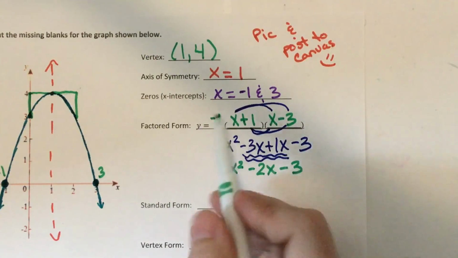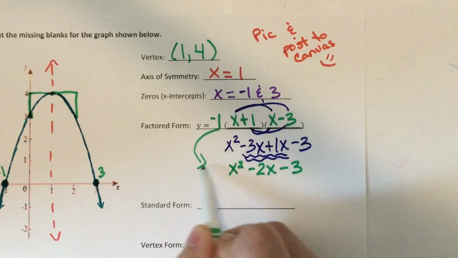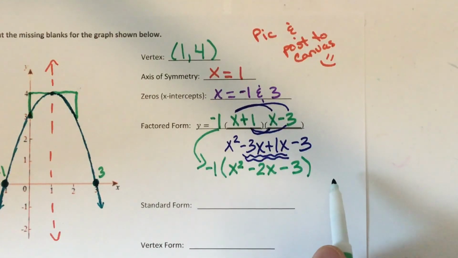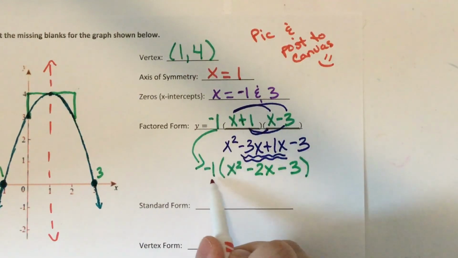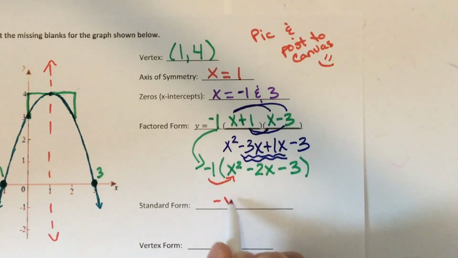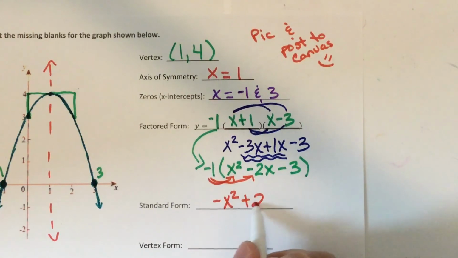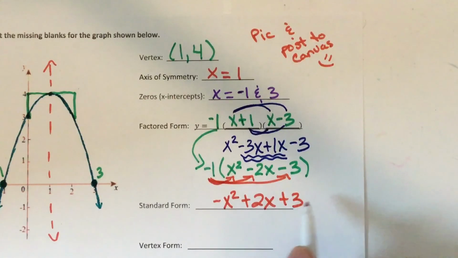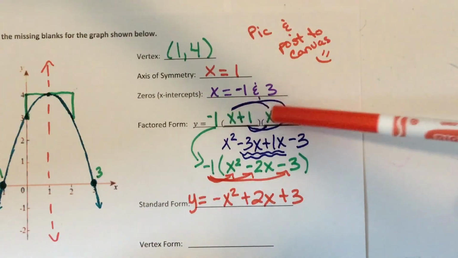Now, I need to remember that there's a -1 that I need to multiply with all of this. So I'm going to drop my -1, and I'm going to multiply it with everything I just got. Okay, so if I take -1 times x squared, that's a -1x squared or -x squared. If I take -1 times -2x, that's a +2x. If I take -1 times -3, that's a +3. And there's my equation in standard form. So standard form comes from just multiplying out your factored form.